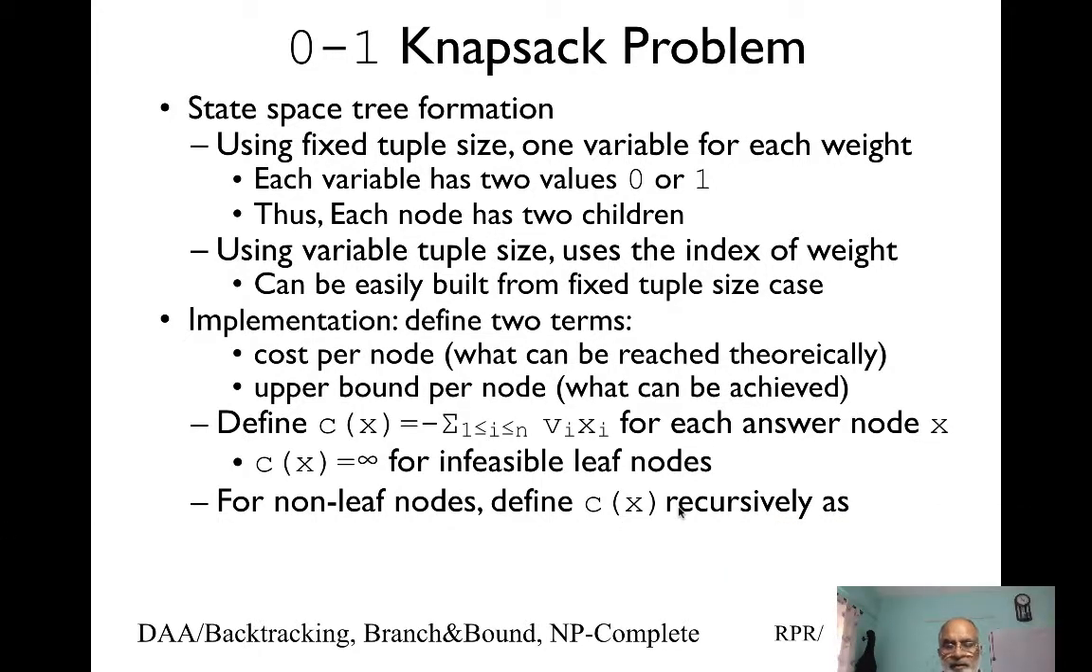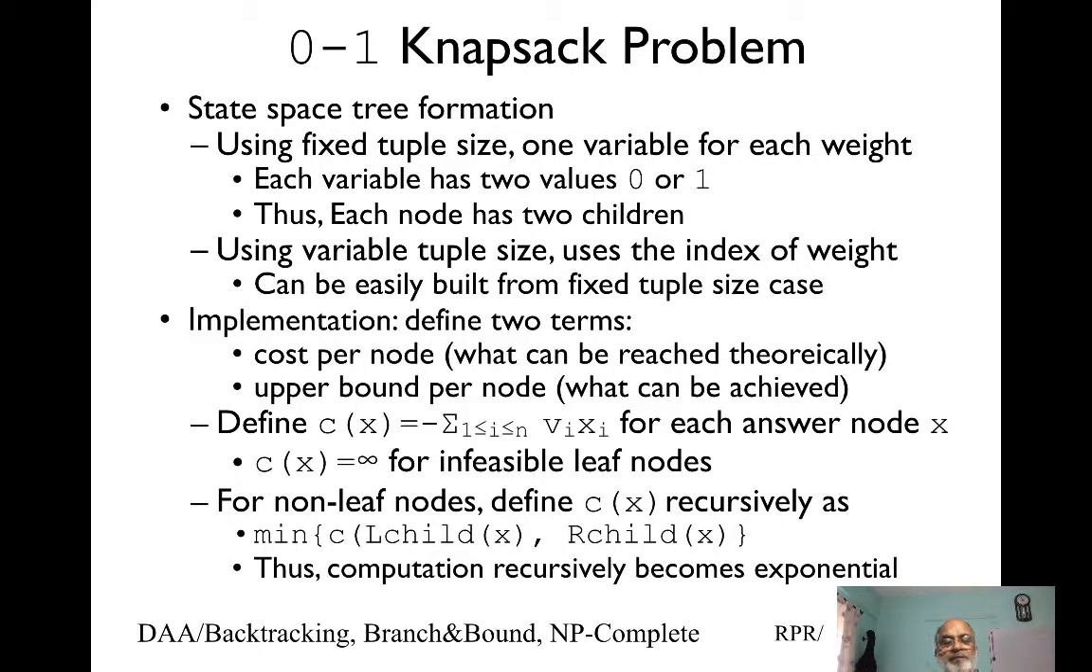And this is what we'll basically define. Now look, if I need to compute the value of an intermediate node recursively in terms of its left child and right child, it becomes computationally very expensive, practically exponential, and that means I cannot use this mechanism. So we need to find some other way of computing the cost.